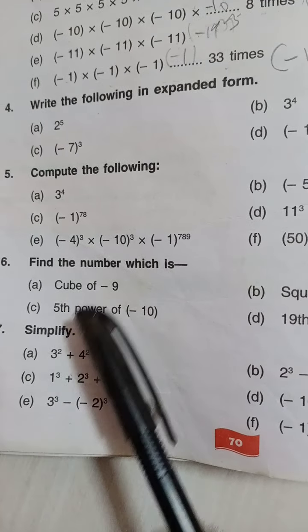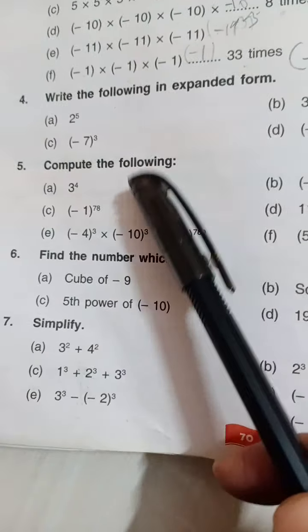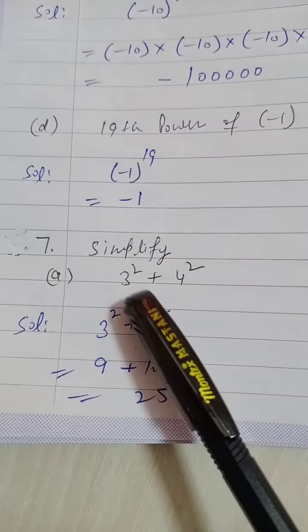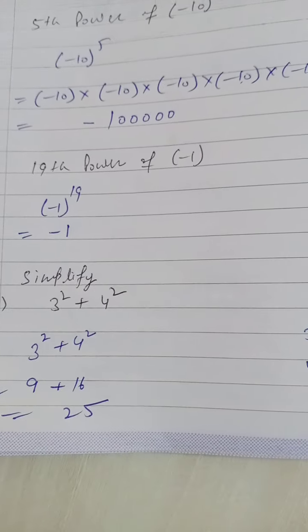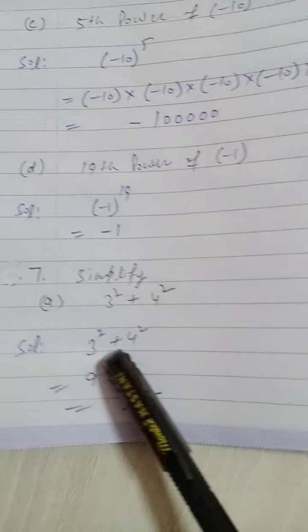Now see question number 7. Simplify, same which we have done here in question number 5. We will solve them and then calculate the answer. See here some of the parts. This first part 3 raised to the power 2, 4 raised to the power 2. I have calculated separately. 3 raised to the power 2 is 3 into 3 is 9, and 4 raised to the power 2 means 4 into 4 is 16. Then I have put their values here, and then answer is 25.